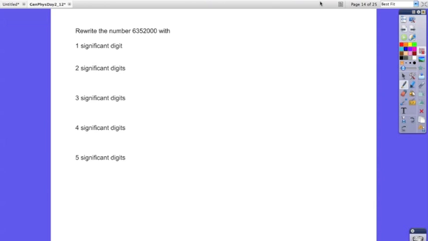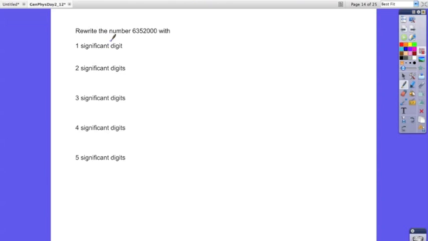So when you've done a problem, you might need to take the answer that you've gotten and rewrite it to have the correct number of significant figures. So let's look at this number and rewrite the 6,352,000 with one significant figure. The deal here is not that we're trying to change the value significantly, we're rounding it.